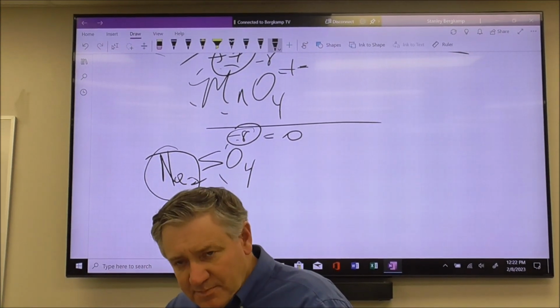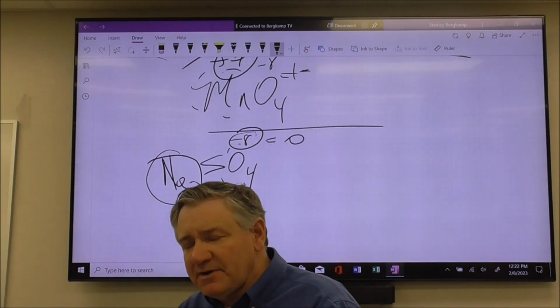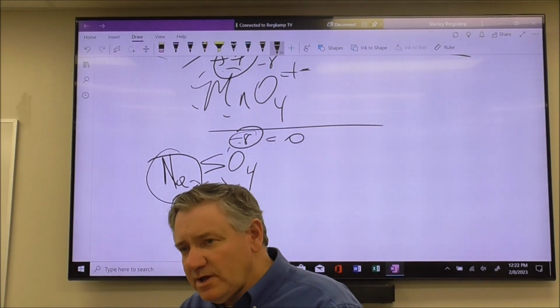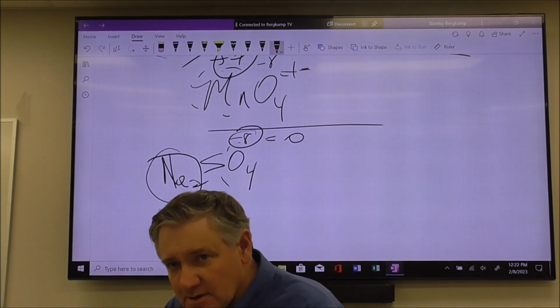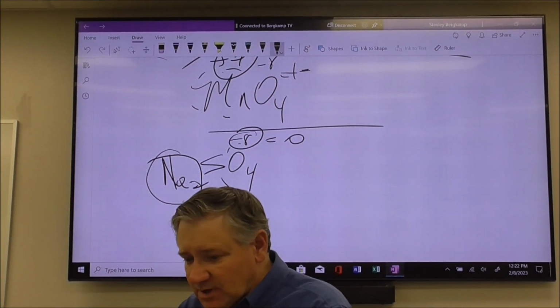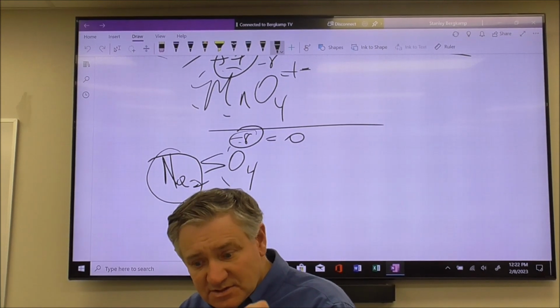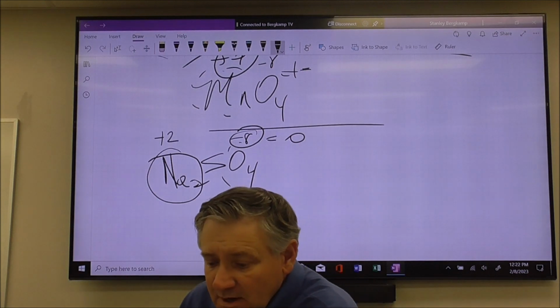Where is sodium at on the periodic table? The first one. It's an alkali metal. How many valence electrons does it have? 1. So is sodium going to lose 1 goat or gain 7 goats? It's going to lose a goat. So you have 2 of those, so the oxidation state of sodium is going to be +2.